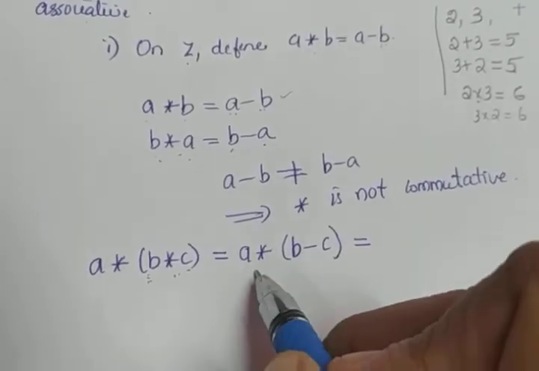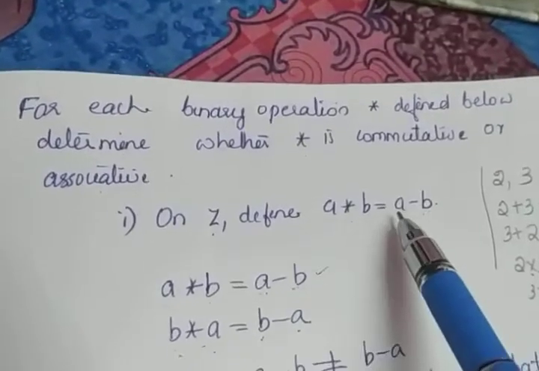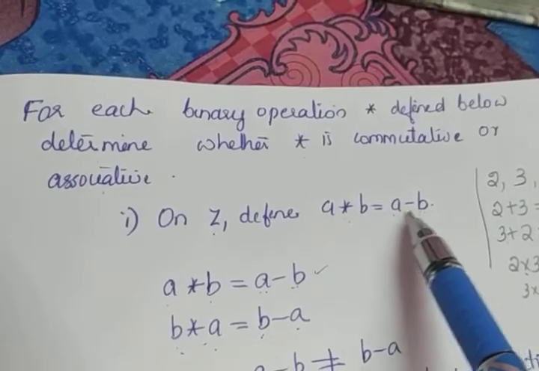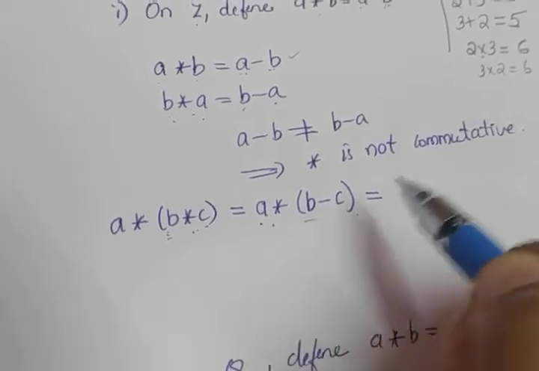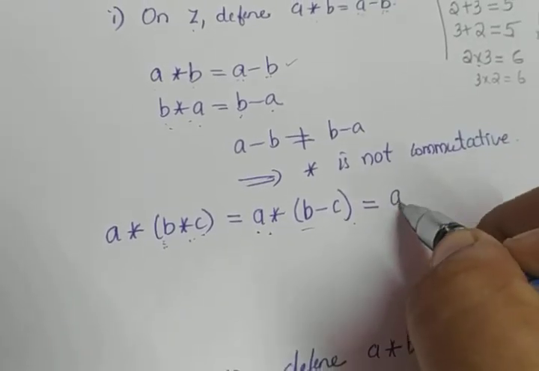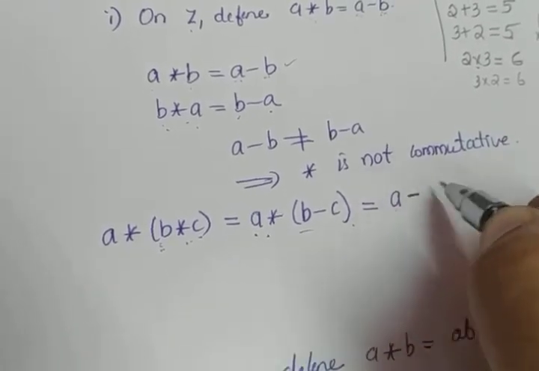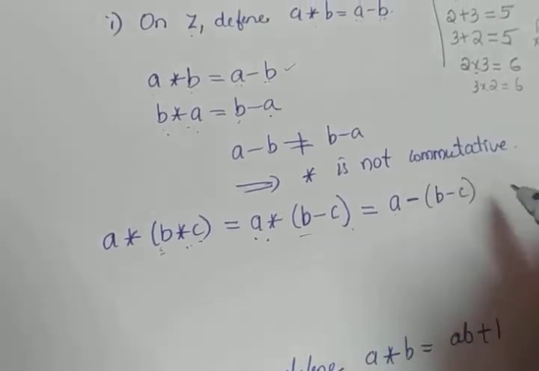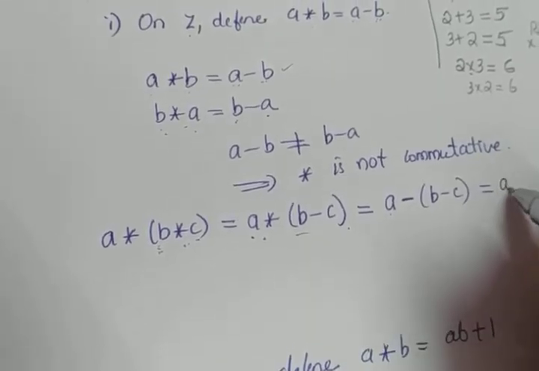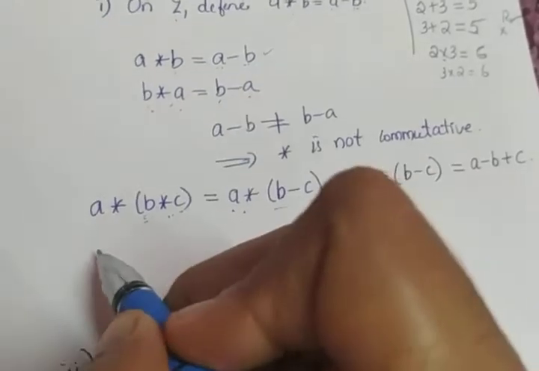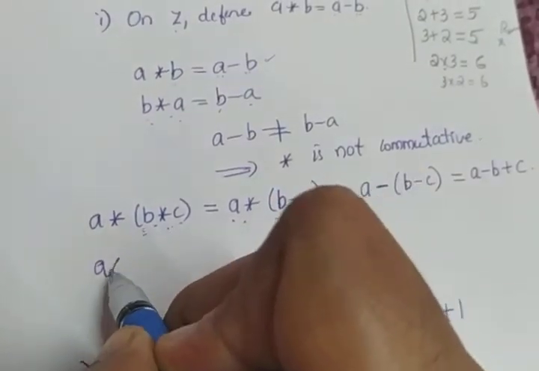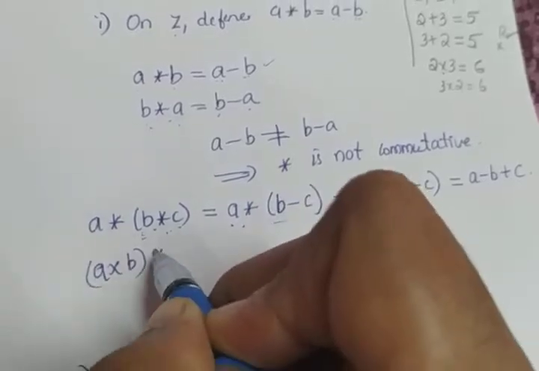Okay, again there is a star. What is star doing? Just subtracting the first element and the second element. So here the first element is A and the second element is B minus C. So what will be the resultant element? A minus, first element minus, second element is B minus C. So if I open the bracket, I am getting A minus B plus C. Okay, to check the associative property, we have to check whether this is equal to A star B star C.